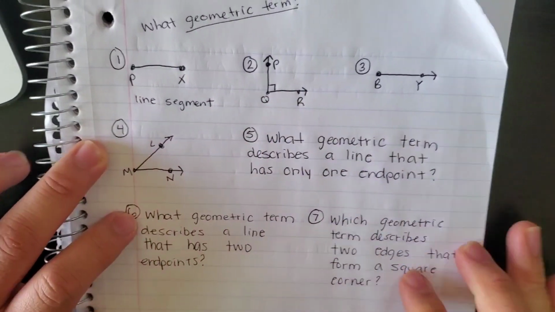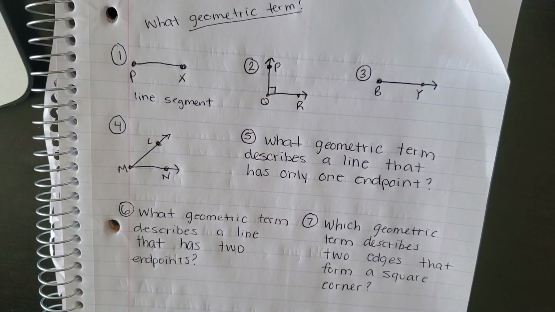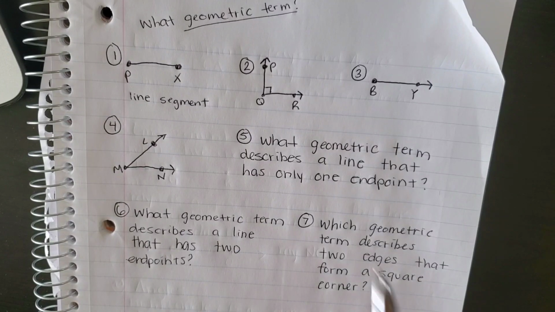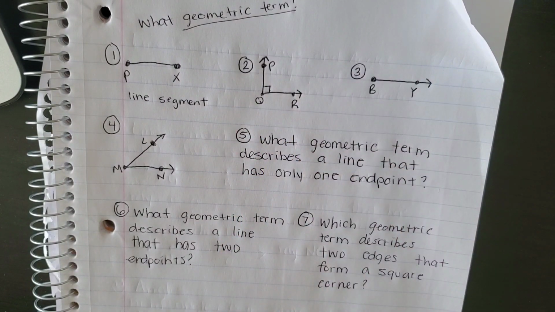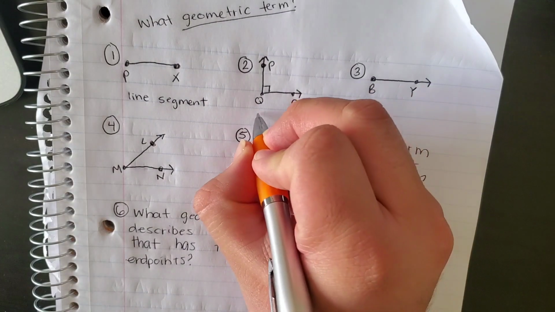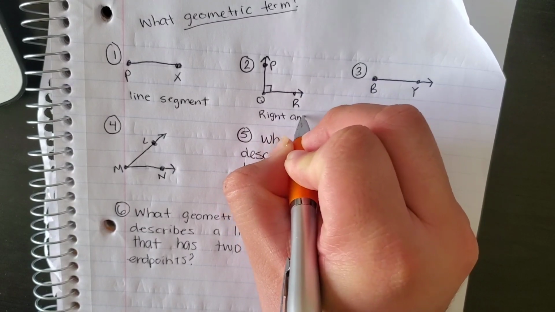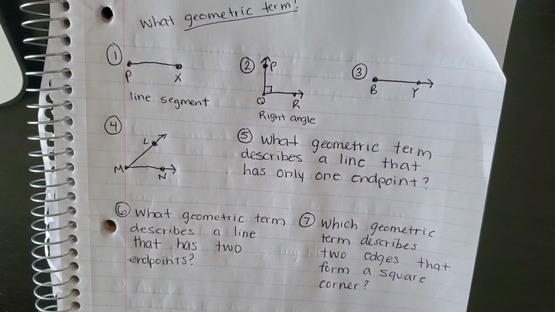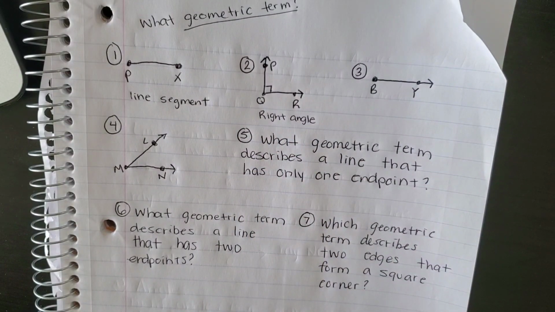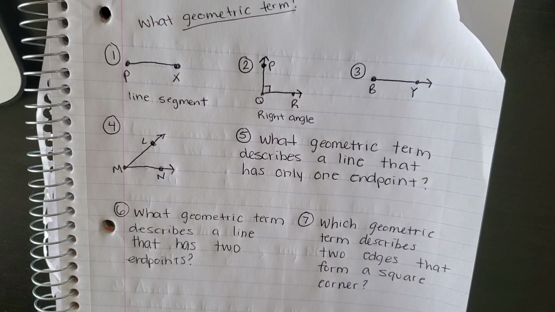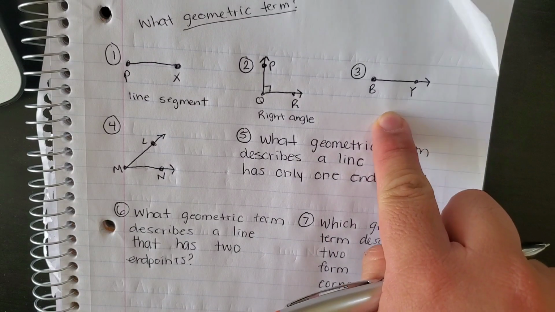Now let's look at number 2. Does anybody know what geometric term that one is? It looks like I have a little square right there. So it's going to be an angle, particularly a right angle, okay? Go back to the video if you have to go look back at those notes, okay? And if you don't want to go back to the video, just simply grab a piece of paper and write the notes like normal.